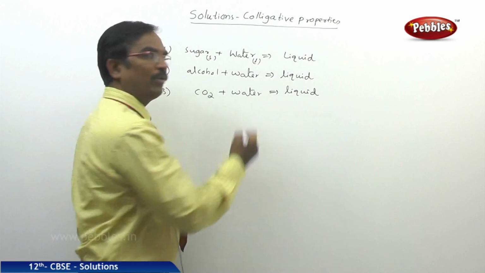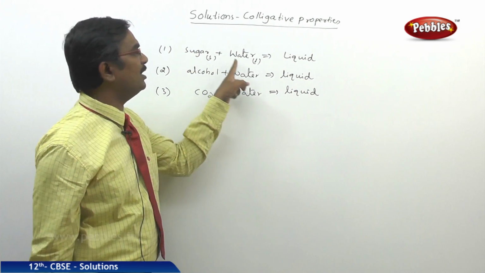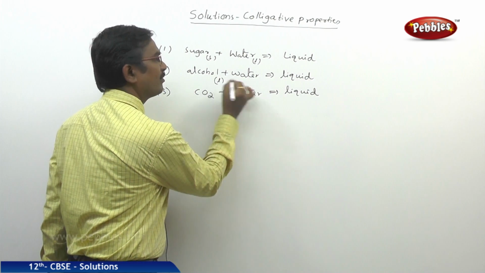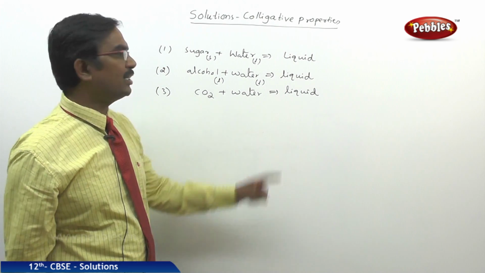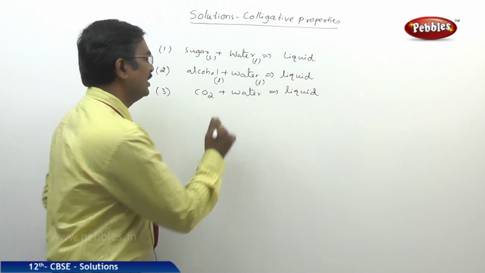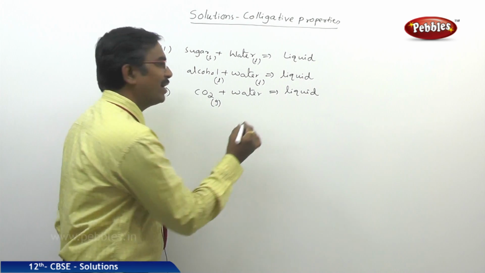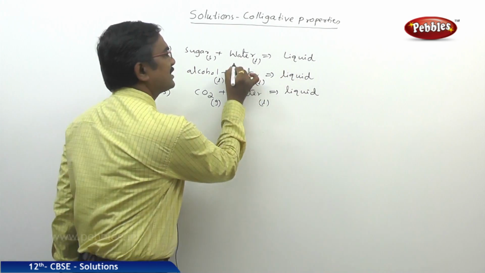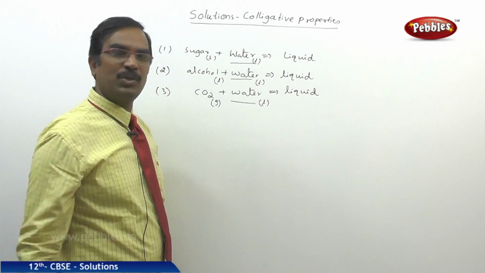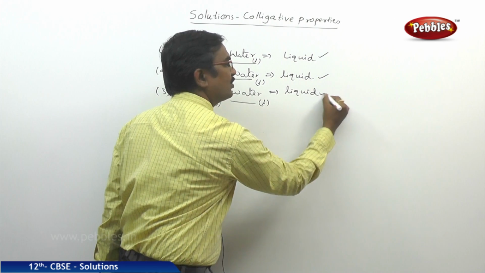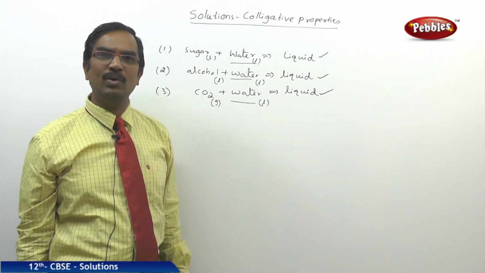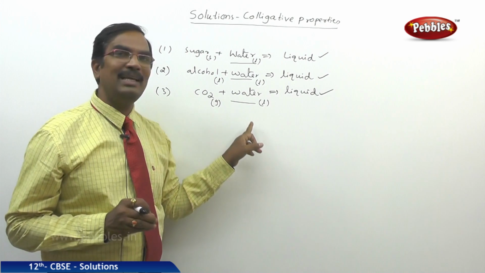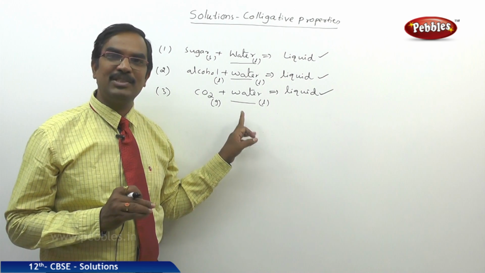From this, what we can conclude: by the addition of a solid to a liquid component, in this case the solid is a solute and the liquid is a solvent, and the resultant solution is a liquid. In the second case, alcohol is a liquid, water is a liquid, and the resultant solution is a liquid. In the third case, CO2, carbon dioxide, is a gas, water is a liquid, and the resultant solution is a liquid. That means in these three cases, the solvent is a liquid, so the resultant homogeneous mixture is also a liquid. So from this we can conclude that the physical state of a solution is decided by the physical state of the solvent.